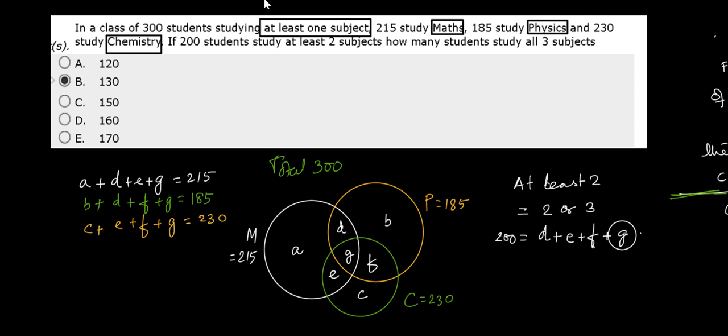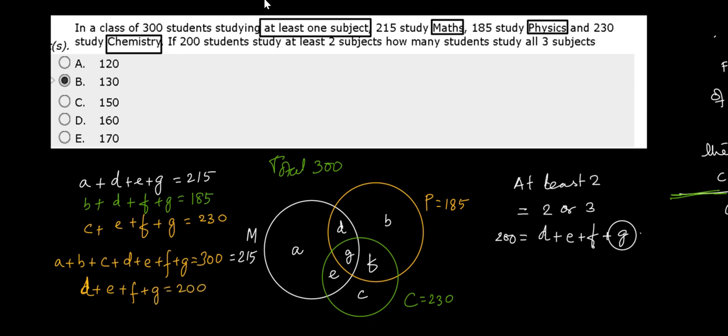What else do we know? A plus B plus C plus D plus E plus F plus G is 300. Everyone got this? And we know D plus E plus F plus G is 200.